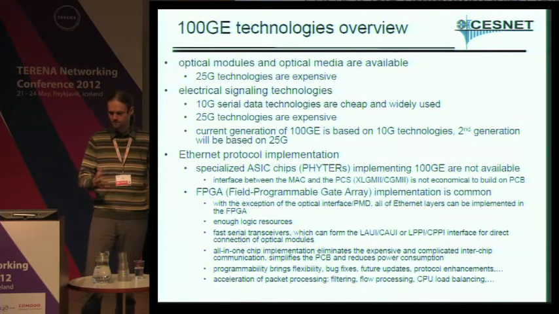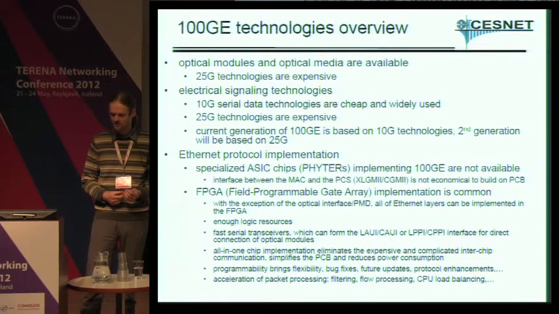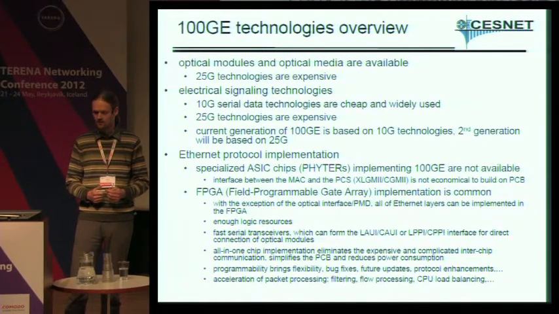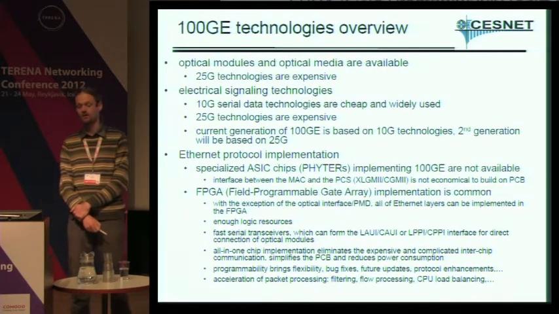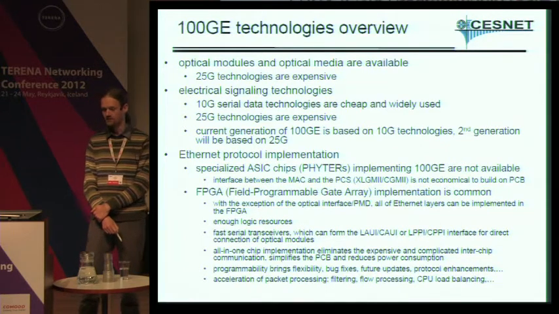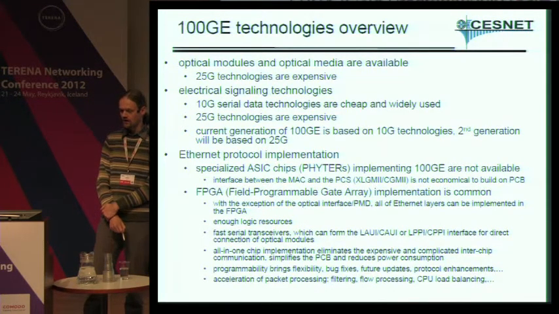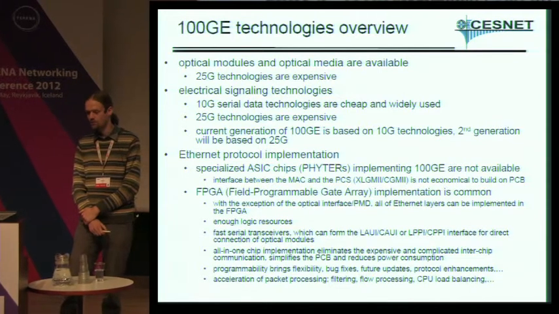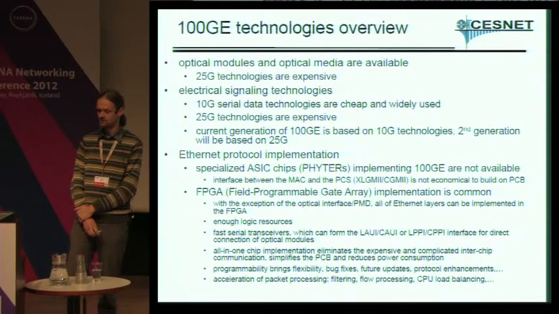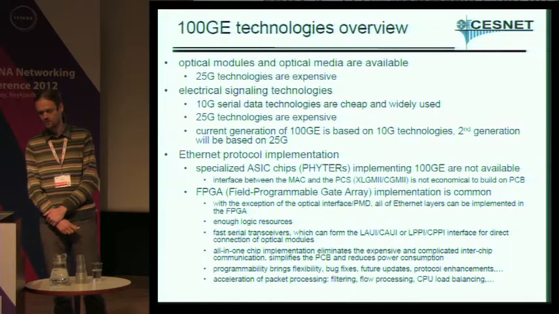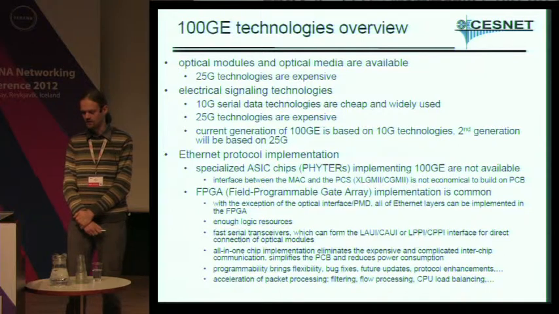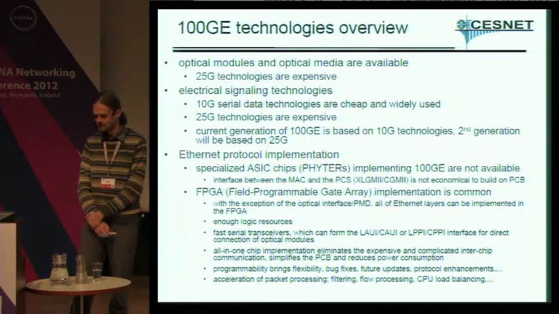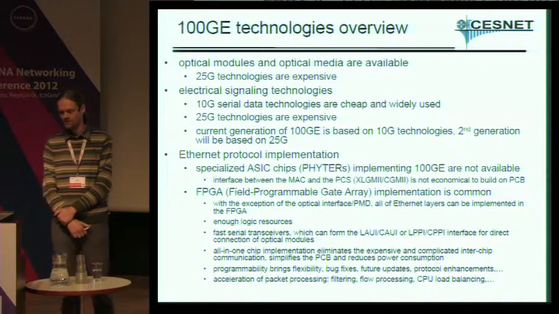Okay, here's the bigger overview of the technologies. The optical modules and optical media, of course, are available. However, 25 gigabits per second technologies are expensive. The electrical signaling technologies are also both available. 10Gs are widely used and quite cheap. I will talk a little bit in more detail about 10G for 100 gigabit Ethernet.